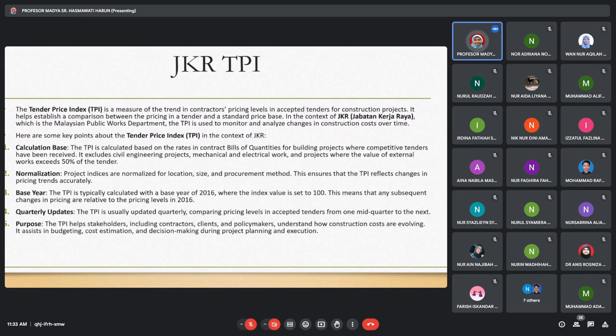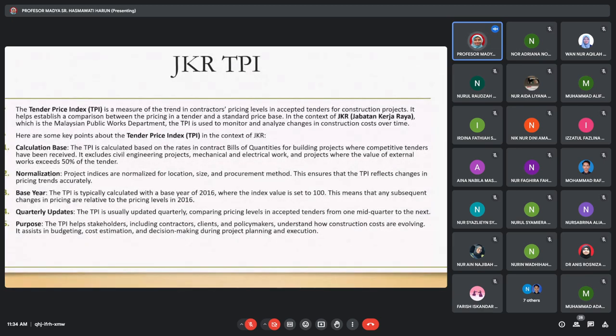Lepas tu kita normalizekan dia mengikut location sebab different places different dia punya pricing, etc, etc. Base year, ingat tak saya kata tadi, typically kita gunakan 2017, 2016. Kat sini dia gunakan 2016 where the index value is set to 1000. Betul tak saya cakap tadi? Everything I cakap tadi sebenarnya ada dalam mana-mana ya. Saya just remember off top of my head je. Okay, that means that the changes are relative to the pricing level in 2016. Tadi saya guna perkataan tahun 2017.